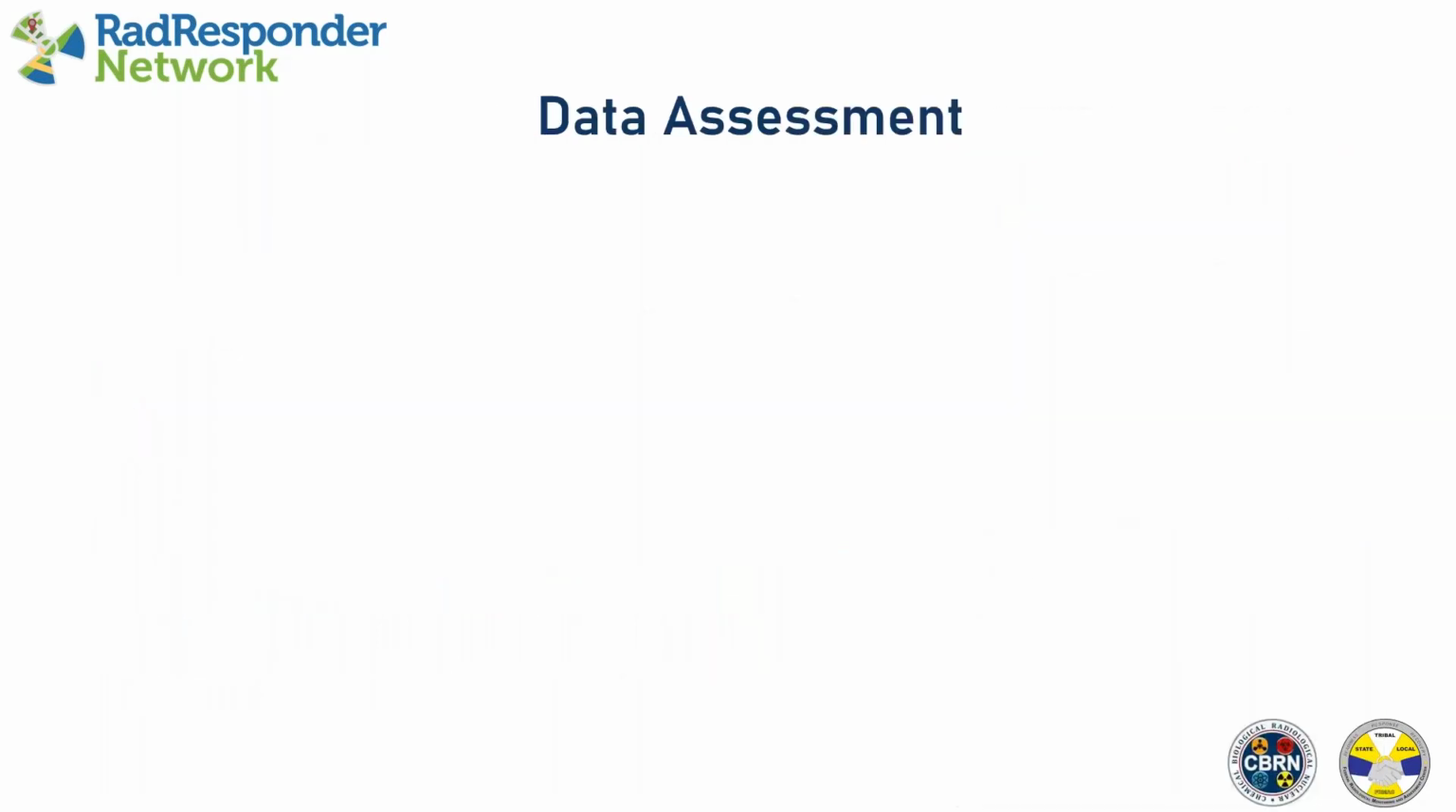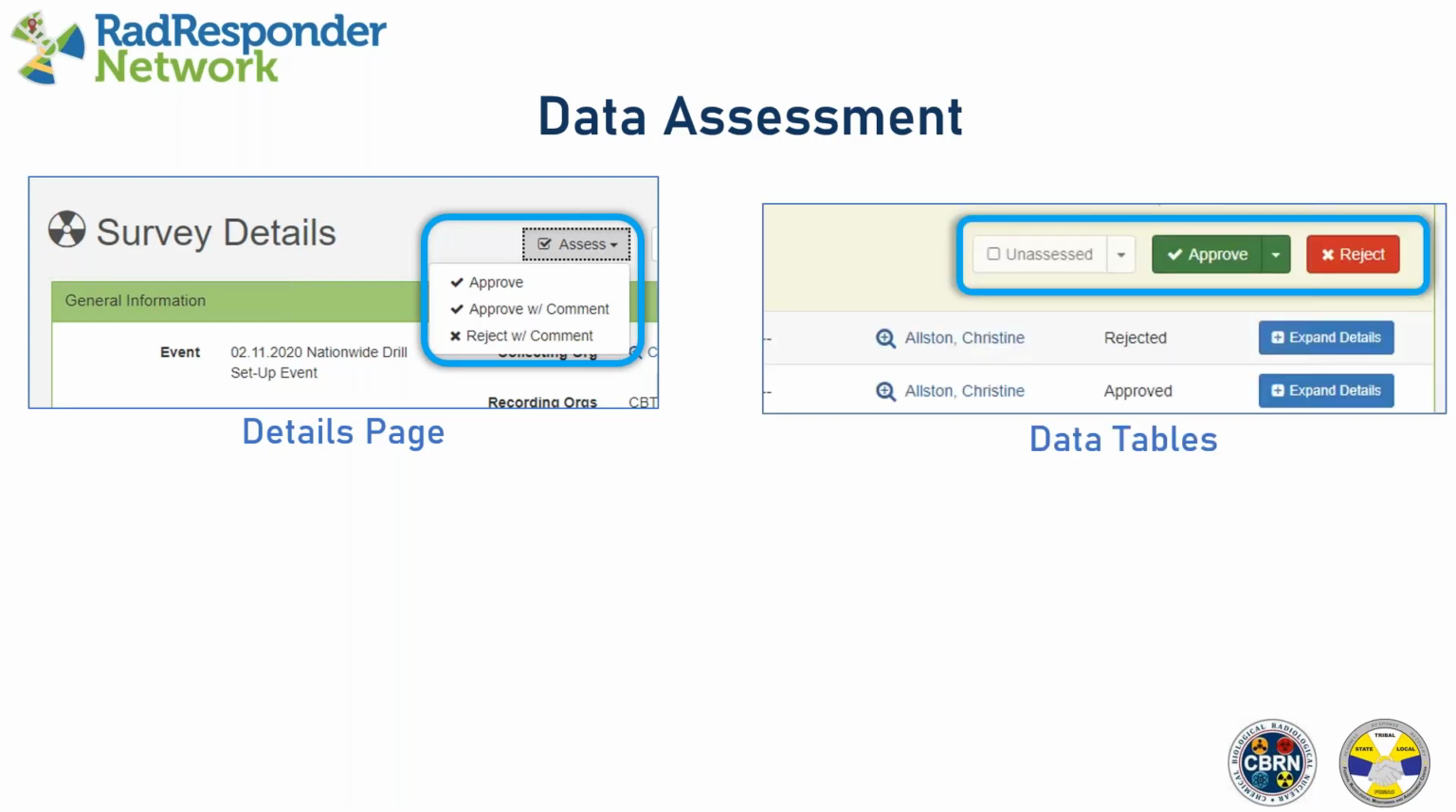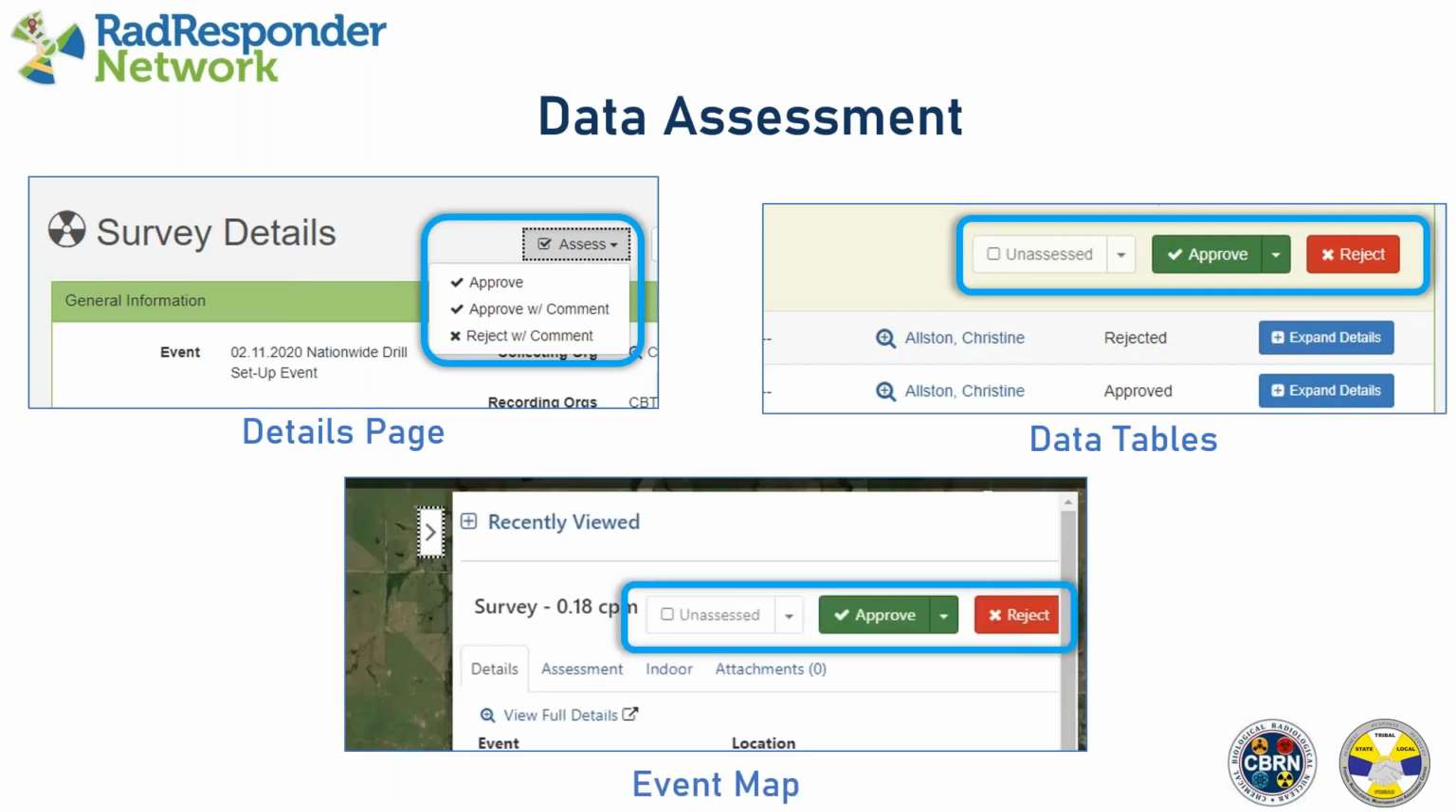So actually marking something as approved or rejected, you can do so in a variety of ways. The first is from that single details page. So I opened up the details of one particular survey. At the top, I can assess, I can approve with comment, or reject with comment. I can also do so in the data tables with that expand details that I showed you earlier. So you can approve or reject from this page.